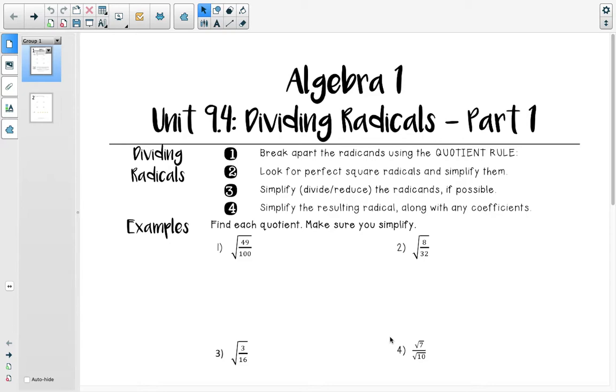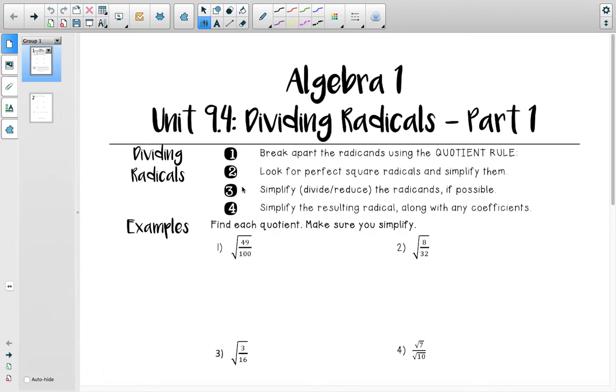Radicals, and it does say part 1, so we're only going to do a little bit of it, just enough to get you acquainted with it so you're not completely unaware when you go into geometry, because in geometry you do a lot of radicals.